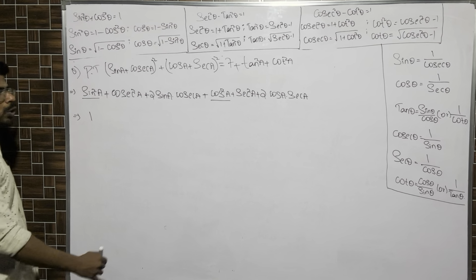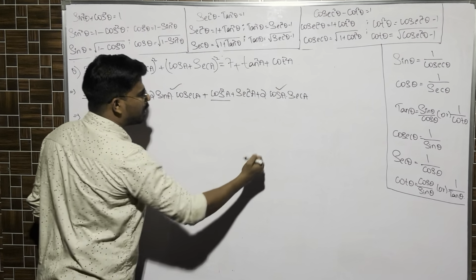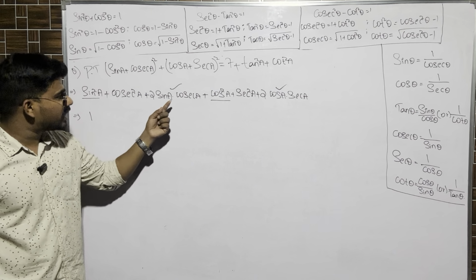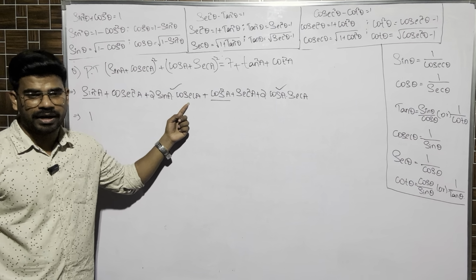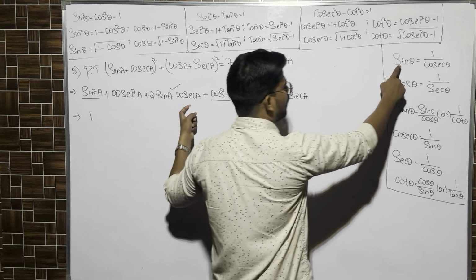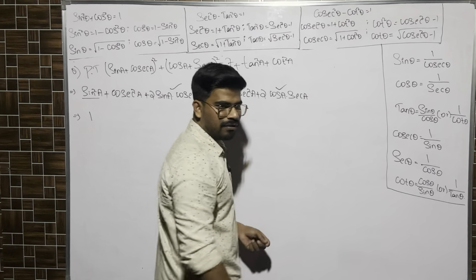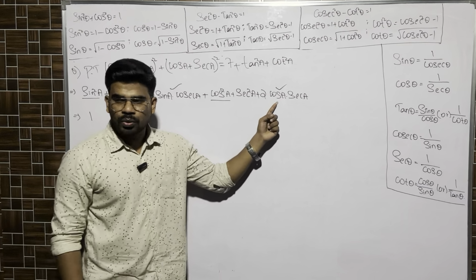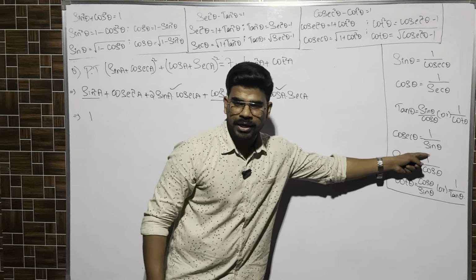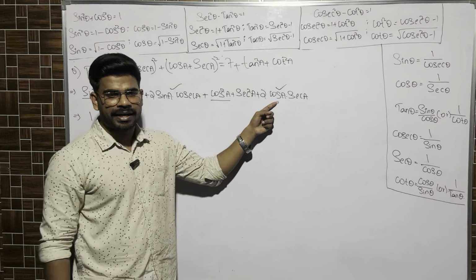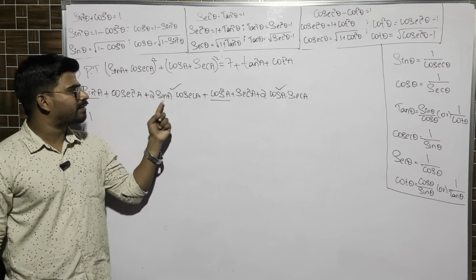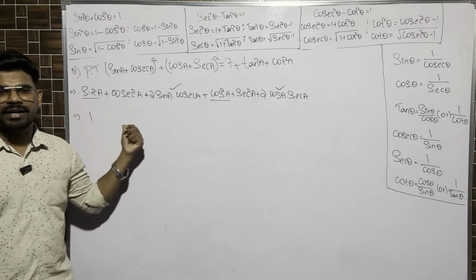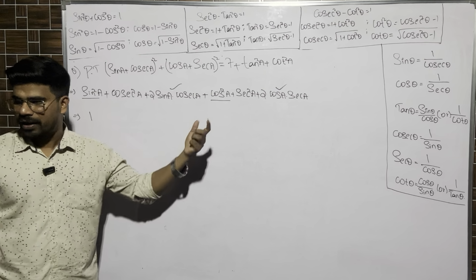Now focus on the 2AB term: 2 sin into cosecant, and 2 cos into secant. Sin and cosecant are reciprocal of one another. Cosecant can be written as 1 by sin. Same way secant I can write as 1 by cos. So cos and cos will get cancelled, I will get 2. Here sin and sin will get cancelled, I will get 2. 2 plus 2 is 4, plus 1 is 5. We want 7, we got 5. We will see how we can find the remaining 2 terms.